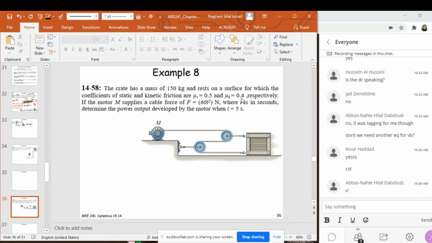So guys, in this example, I have two coefficients of friction, μs and μk. And I want you guys to recognize the difference between them. Do you know what is the difference between them? What is the difference between static friction coefficient and kinetic or dynamic friction coefficient? Anyone can tell me, guys?